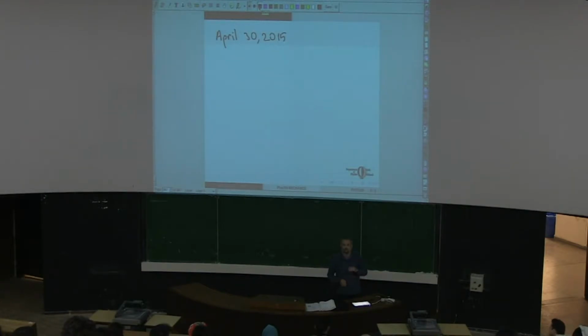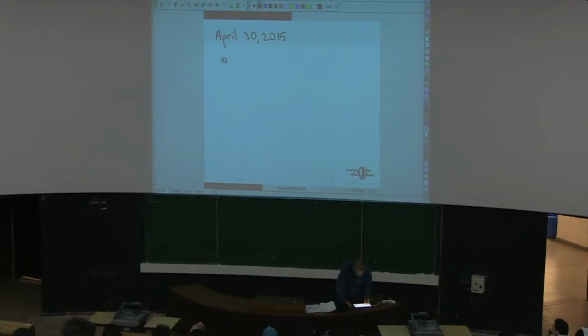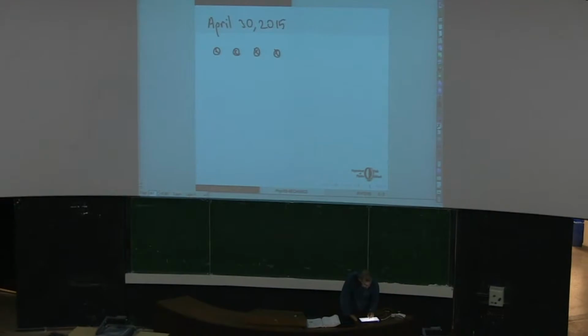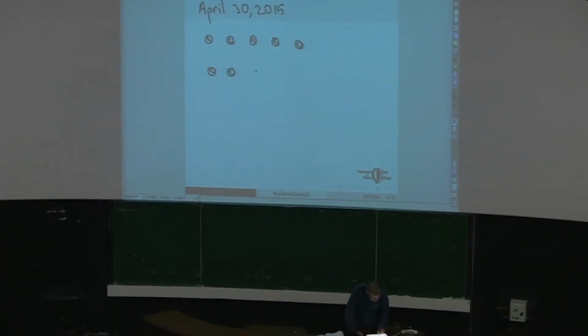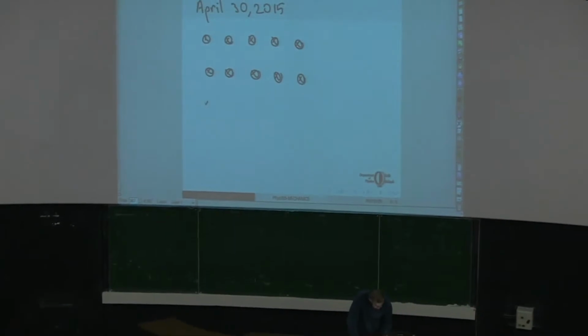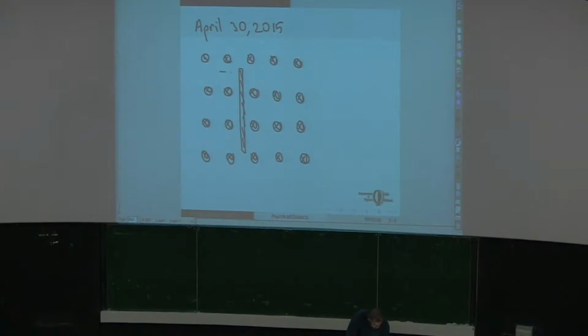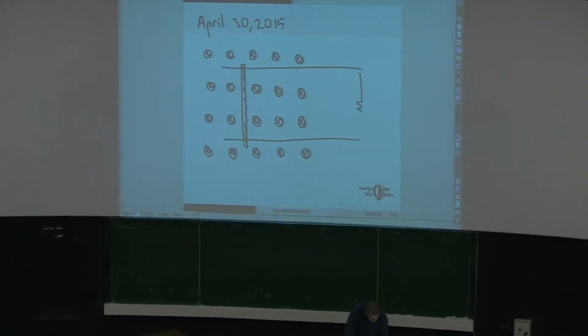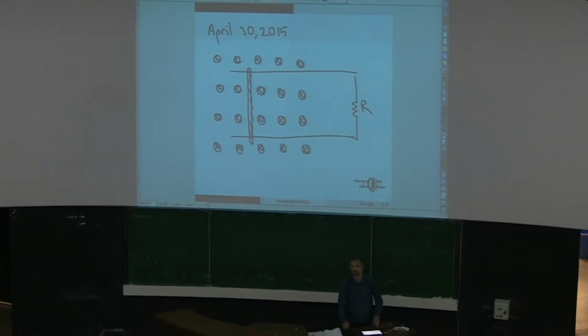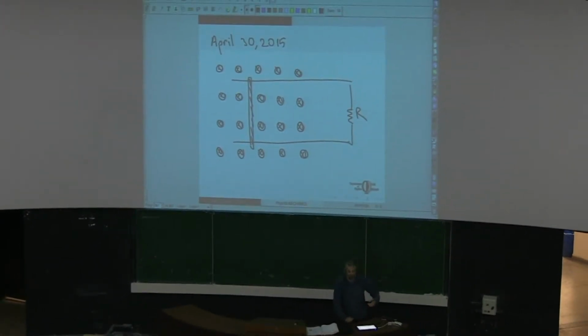Okay, so this induction thing we have already discussed to some extent. If you remember, we had this example: a region of uniform magnetic field, and then we had this rod running on rails, and here we had some kind of a resistor R. This was the problem that we had discussed, and we assumed that the rod was moving with a velocity v in this direction.